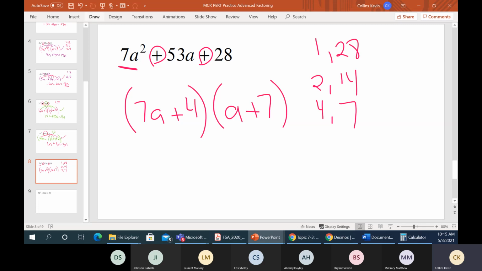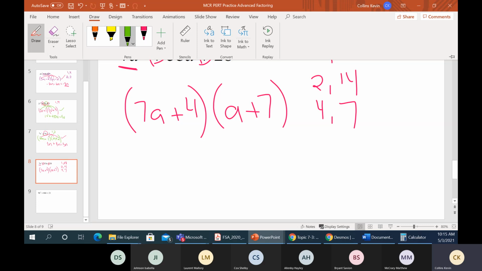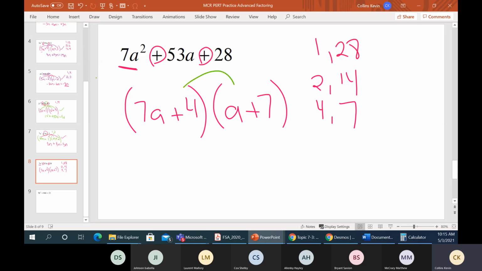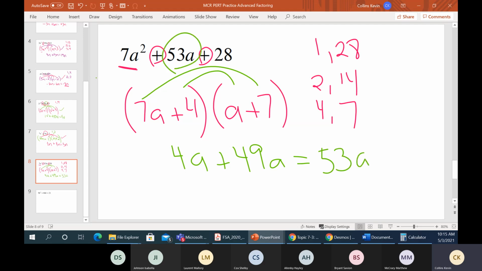All right, so let's see if that works out. So we do 4 times a, that's going to be 4a. And 7 times 7 is 49a. We add those guys together, 49 and 4. Oh, check that out, 53a. Nice. That's our guy. Good job.